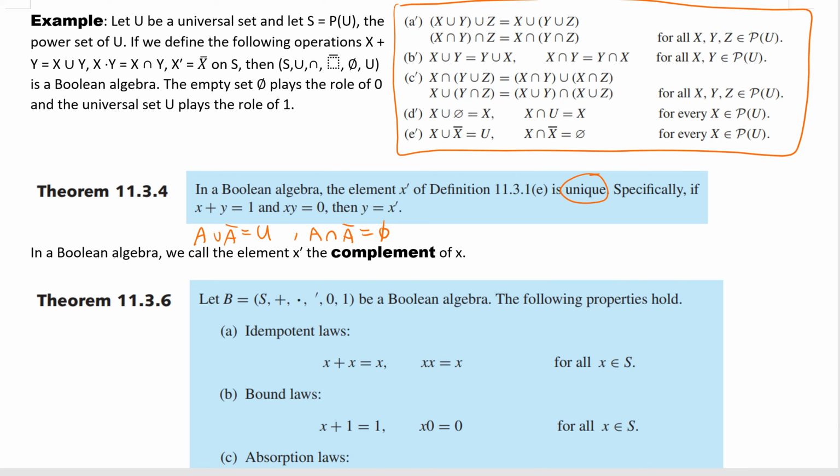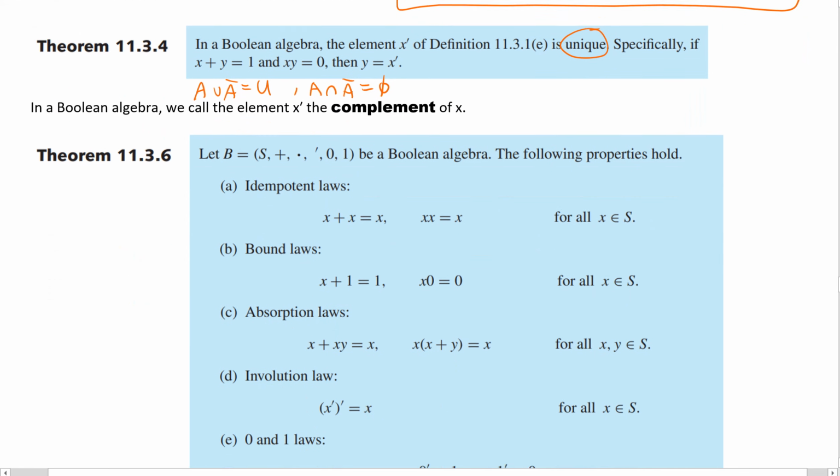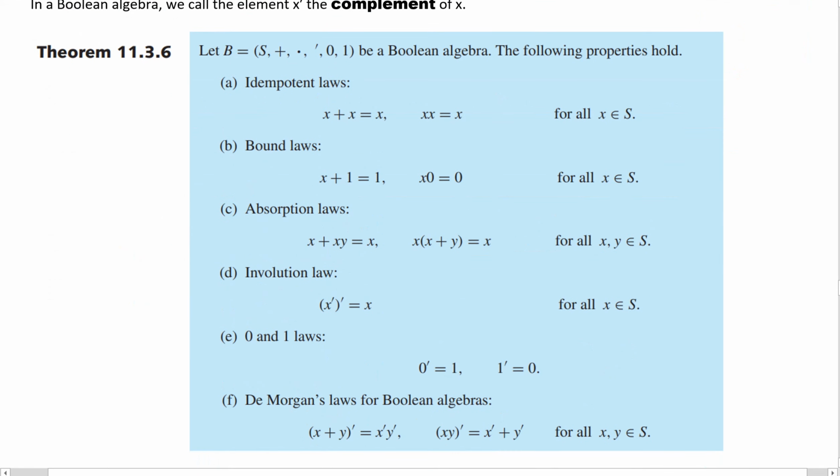In a Boolean algebra, we call this element x prime the complement of x, because we can use the analogy of the set complement to understand it. More theorems, more laws. Here are the properties, and we can also use sets to understand them. First law, x plus x is x. Think about a set: A union A is A. X times x is x, so A intersect A is A.